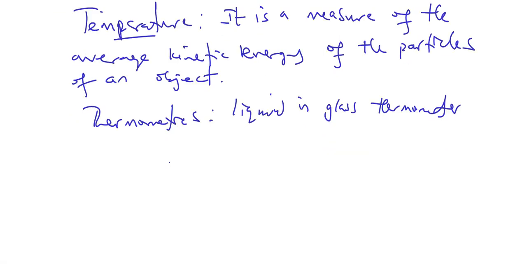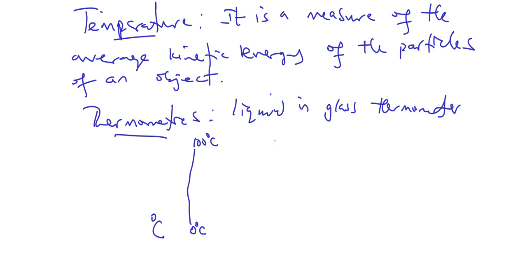Now, I said we measure temperatures using thermometers. The scale of measurement can be the degrees Celsius scale. In the degrees Celsius scale, we take the temperature of boiling water as 100 degrees Celsius, and the temperature at which the water freezes, or the temperature at which the ice melts, as 0 degrees Celsius. That is on the Celsius scale.